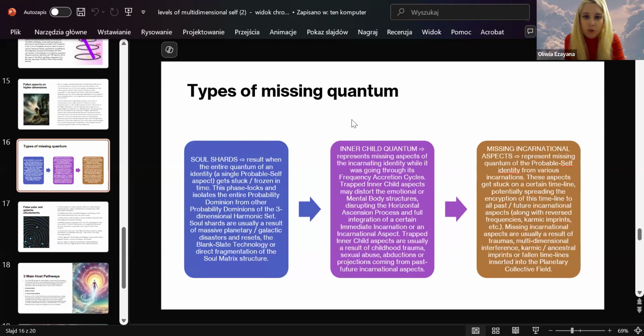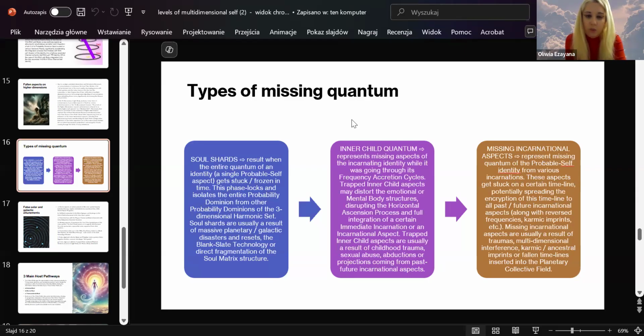The inner child quantum represents missing aspects of the incarnating identity while it was going through its frequency accretion cycles. Trapped inner child aspects may distort the emotional or mental body structures, disrupting the horizontal ascension process and full integration of a certain immediate incarnation or an incarnational aspect.